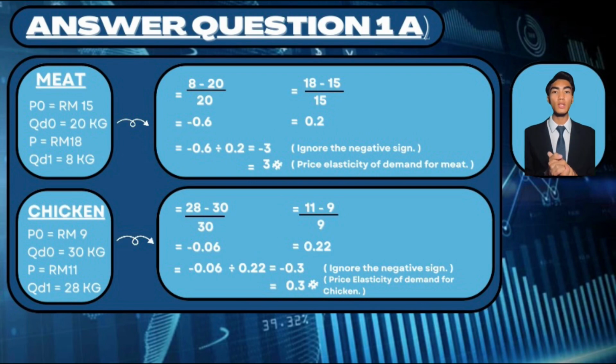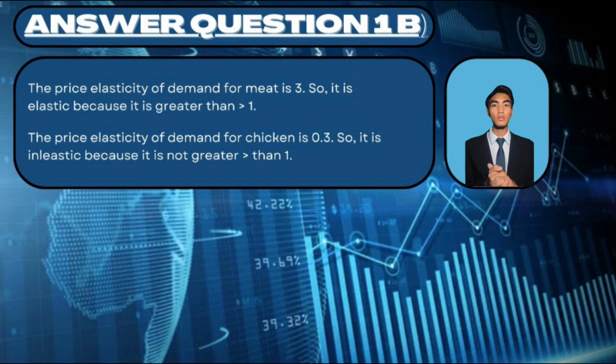So for question number 2, I will state the types of elasticity of demand for each good. The price elasticity of demand for meat is negative 3, so it is elastic because it is greater than 1 when the sign is ignored. And the price elasticity for chicken is 0.3, so it is inelastic because it is not greater than 1.